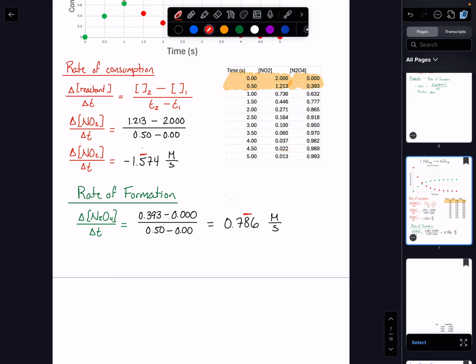Okay? So first of all, we proved what we had said about the slope, right? I think we could tell that just by looking at the graph, which is great. The sign of that rate of consumption is negative. The sign of that rate of formation is positive. But let's take these and stack them next to each other real quick.